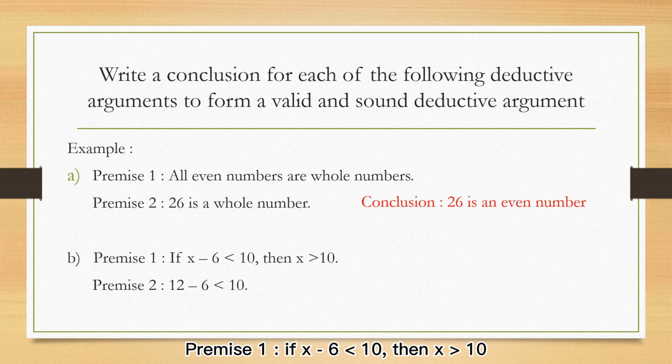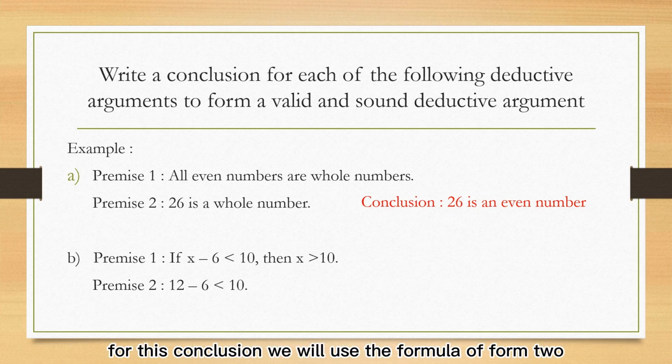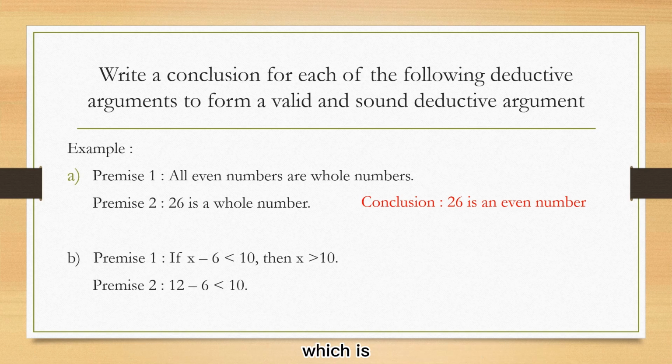Question B. Premise 1. If x minus 6 is less than 10, then x is greater than 10. Premise 2. 12 minus 6 is less than 10. For this conclusion, we will use the formula of Form 2, which is 12 is greater than 10.